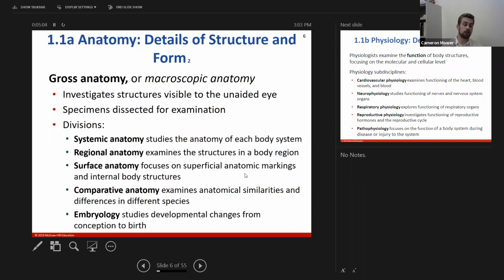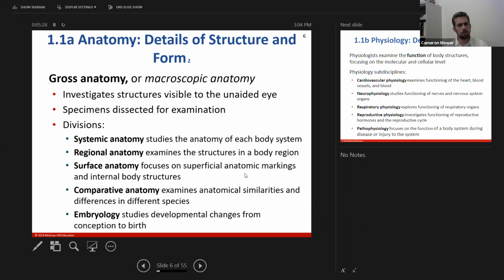So then we get to gross anatomy, and you guys will hear this term being thrown around quite a bit, gross anatomy. This is macroscopic anatomy. We're looking at structures that you can see just with your regular naked eye. And we divide these. We've got several divisions, as you can see here: systemic, regional, surface, comparative, embryology.